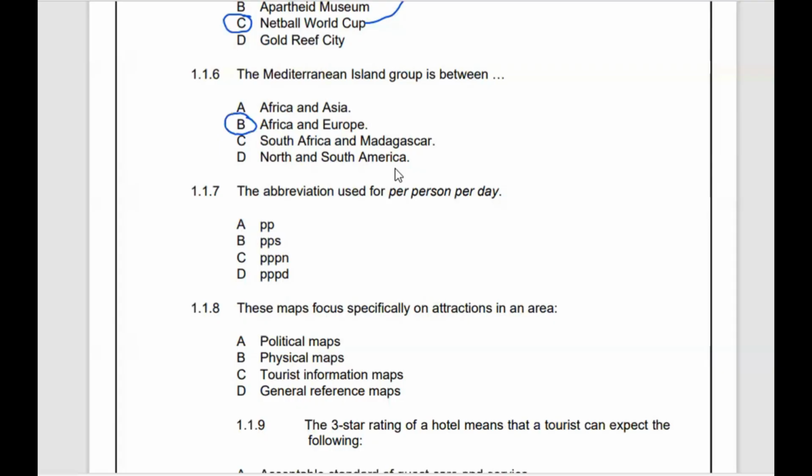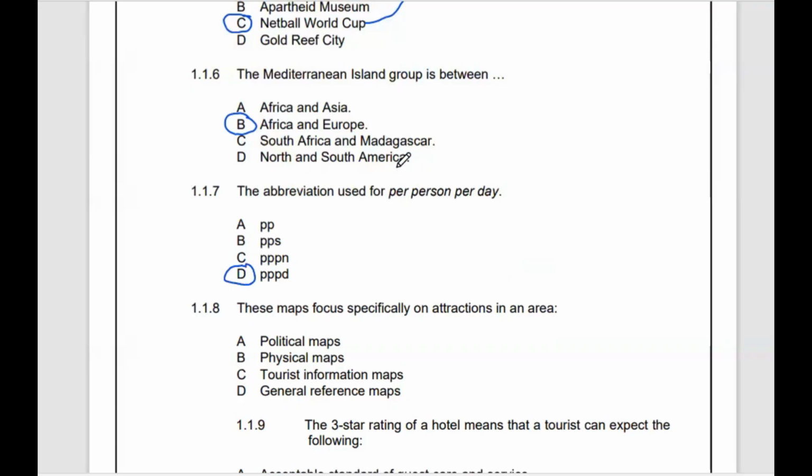Moving on to 1.1.7, the abbreviation used for per person per day. In this scenario, per person per day would be represented by the abbreviation D, which is PPPD. Or you can say triple P, then also D. Per person per day. It will be triple P, then we also have D. Moving on to the next question.